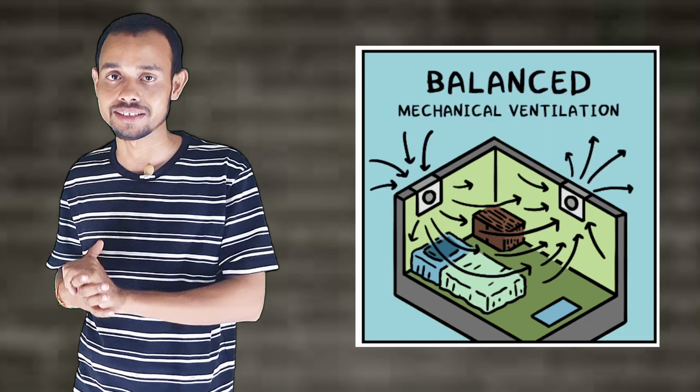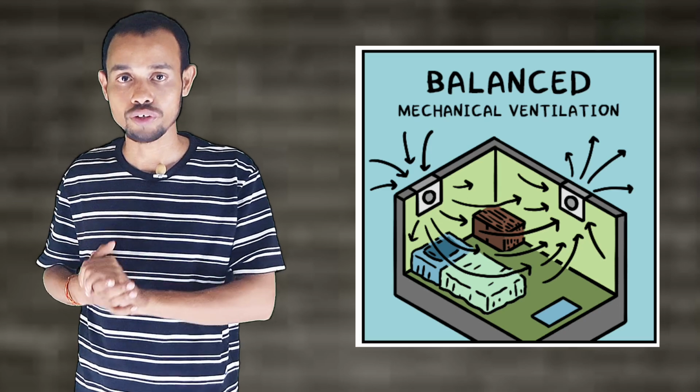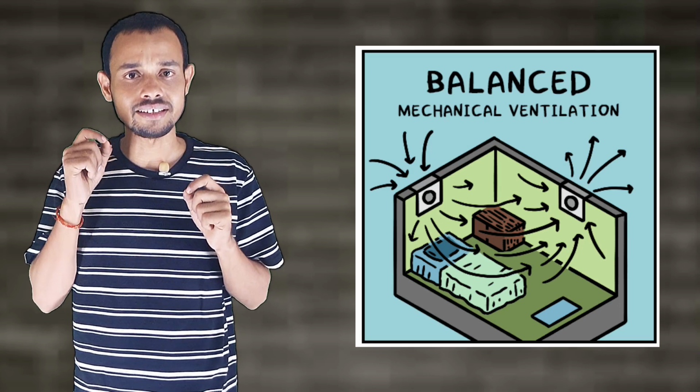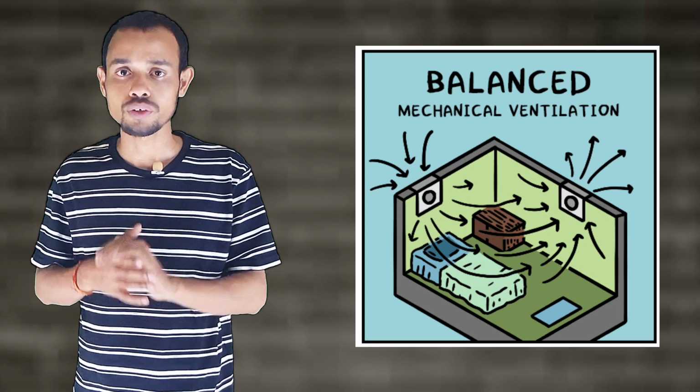Okay, and fifth is the balanced ventilation. What is the balanced ventilation? It controls both fresh air and the exhaust air. Okay, it is energy efficient and the best for the air quality. Okay, so let's get started.